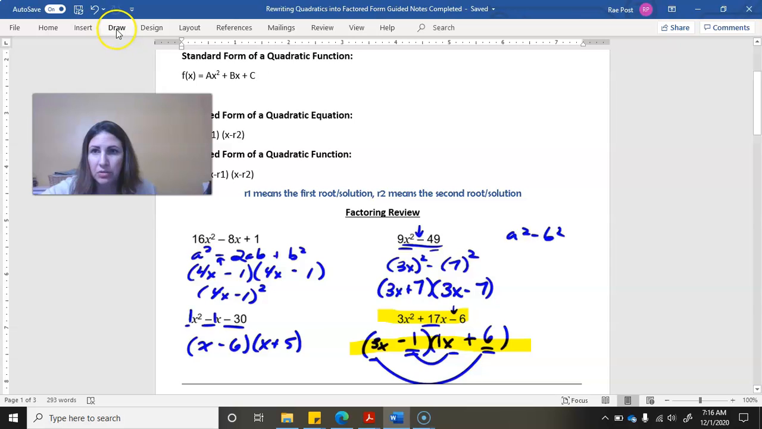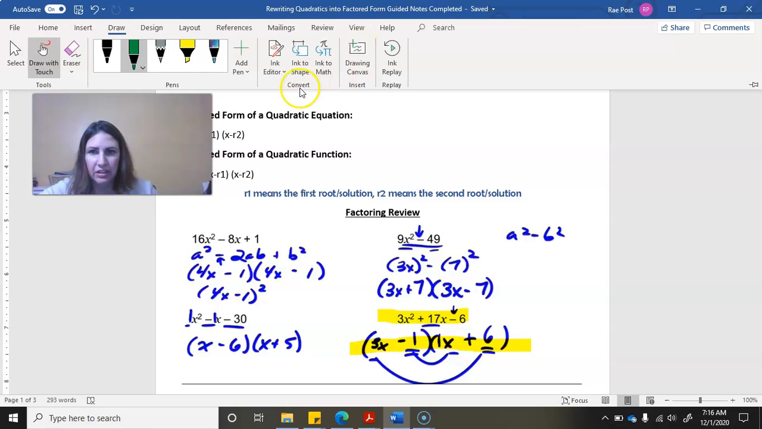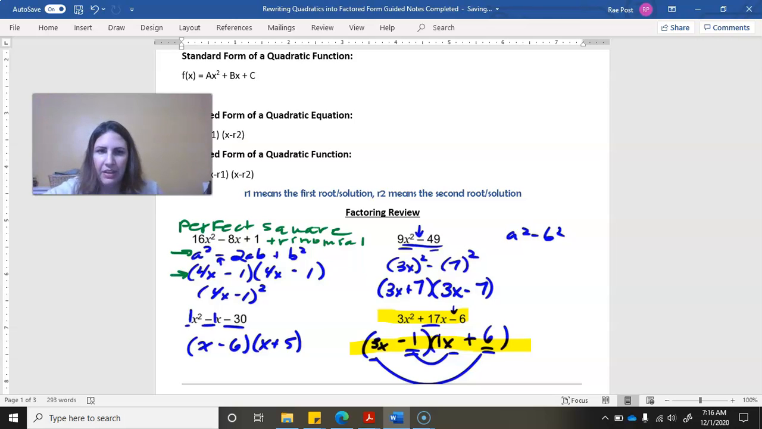Let me see if I can grab my draw tool just to make a couple notes for you guys. I would still write these down today just so you have them. So this is a perfect square trinomial. And that's the pattern right there, and you can factor it like this, okay? And then same over here, this is a difference of two squares, because 9x squared is a perfect square, and 49 is a perfect square, because the square root of 49 is 7, the square root of 9x squared is 3x, difference of two squares.